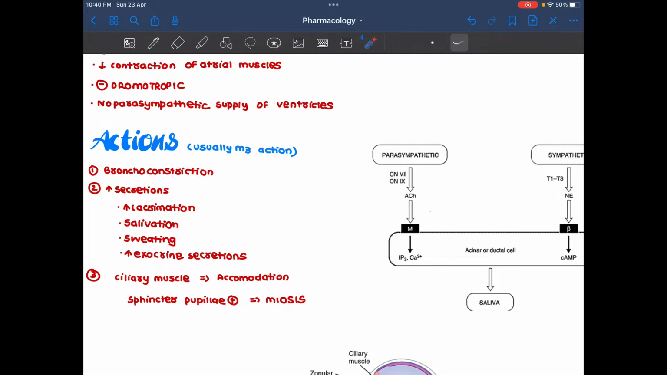Okay? And we know in the iris we basically have two muscles. We have the sphincter pupillae and the dilator pupillae. Dilator pupillae is mainly under sympathetic control.